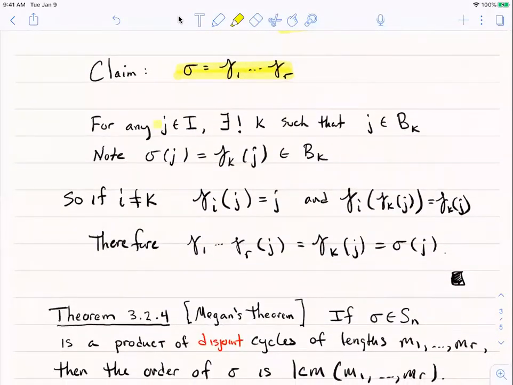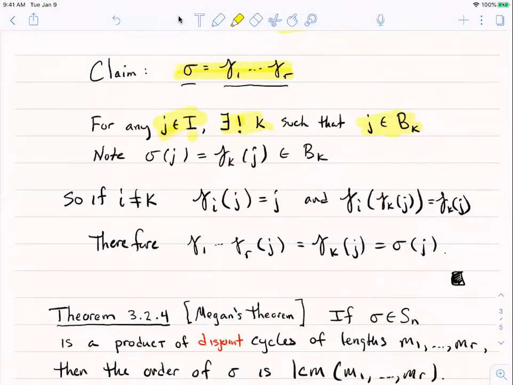Okay, so pick an index, because what is my claim? My claim is that two functions are equal. I've got a function called sigma, and I've got a function called gamma 1 times and so on up to gamma r, and I'm claiming they're equal. So the only way to show two functions are equal is to show they do the same thing to every input. So I'm picking an input j. And remember the orbits partition. So there's a unique orbit that contains j. j is in exactly one orbit. Let's call it the kth one.